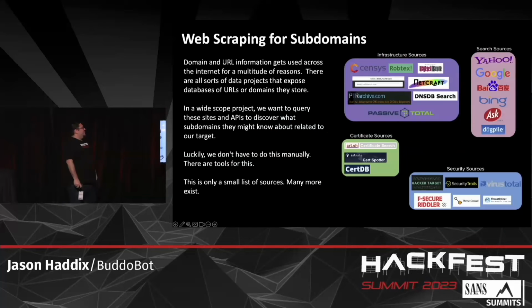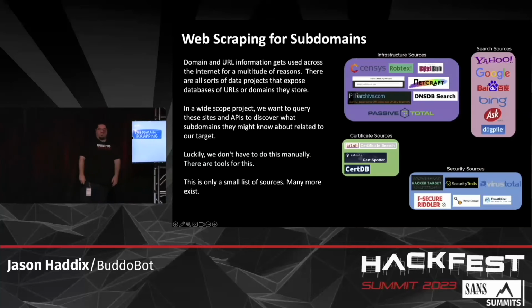So the general idea here is you're going out to a whole bunch of sites on the internet that parse data about URLs, right? You're trying to go to all these sites, like these internet infrastructure sources, search engines, certificate sources, and even security companies that collect data about URLs. And you're trying to go to all of them and either scrape or ask their APIs, what do you know about the company I'm trying to hack? So Tesla, Twitch, whatever you want to do, right?